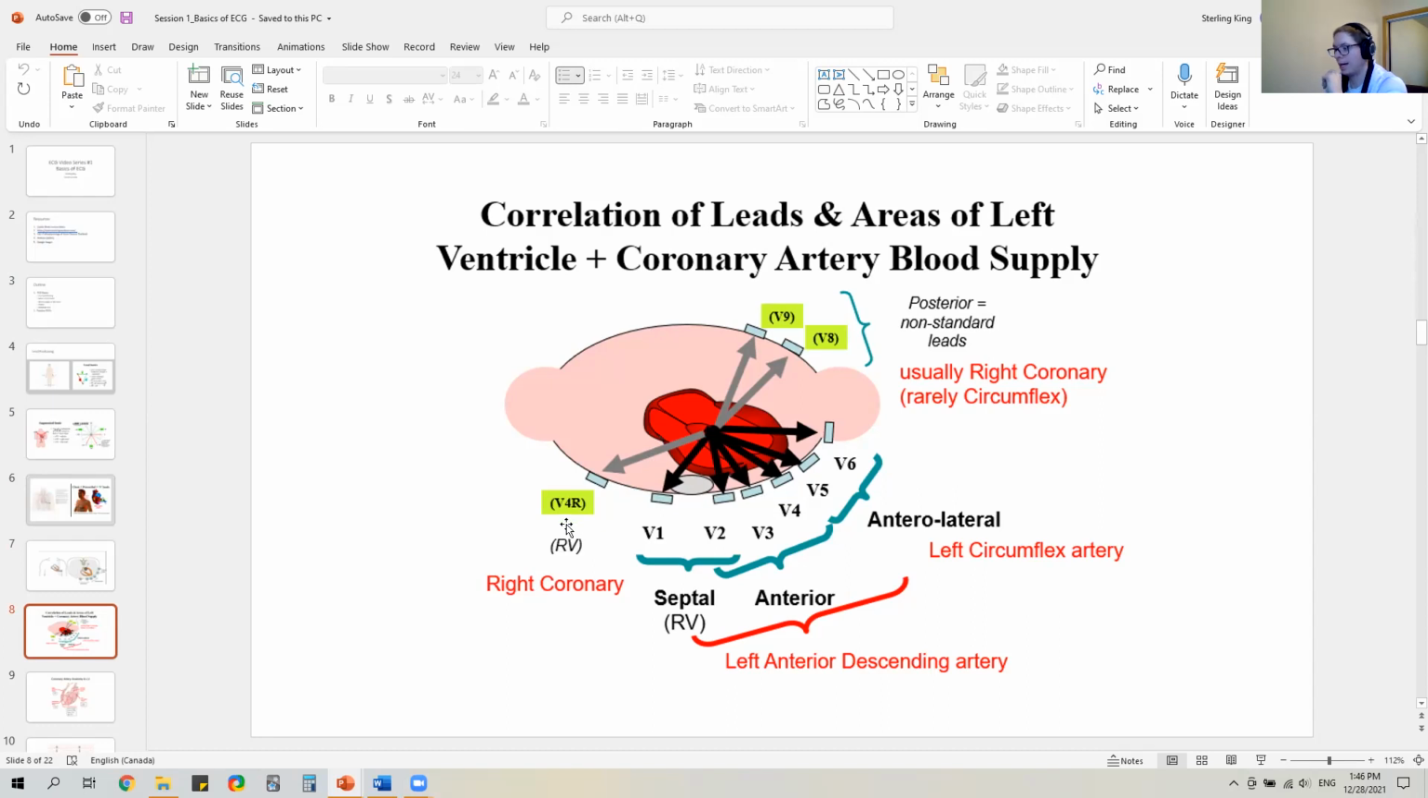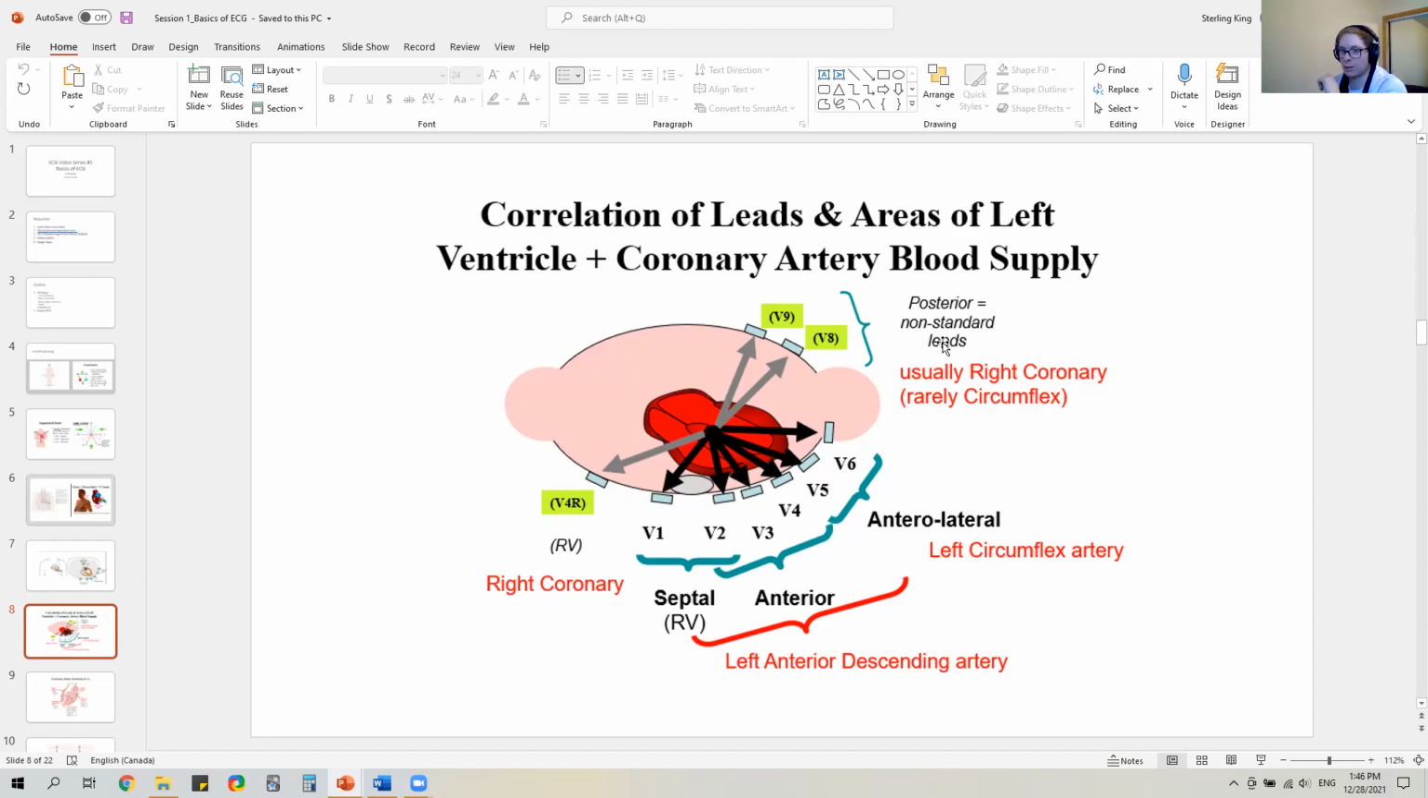So if we had V4R, the right side V4R, instead of there, it'd be over here. That would show the right side of the heart, the right coronary blood vessel. If you were looking at, say, V1, 2, 3, or 4, you're looking at the left anterior descending artery, which goes down the front middle part of the heart. If you're looking at V5 and V6, you're looking more at the left circumflex artery, which is going around the left side of the heart.